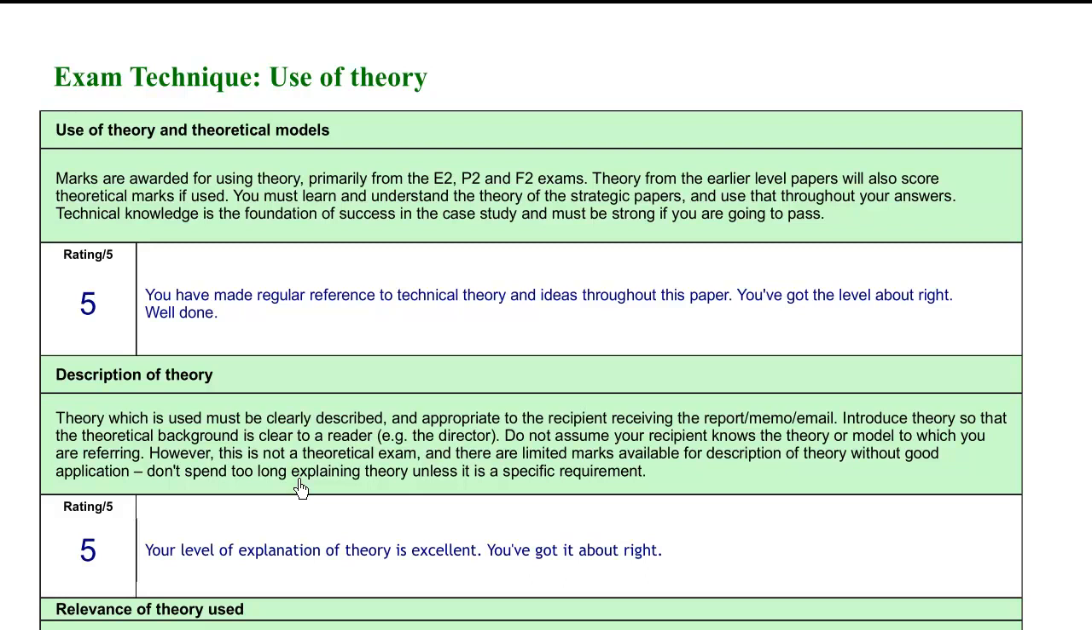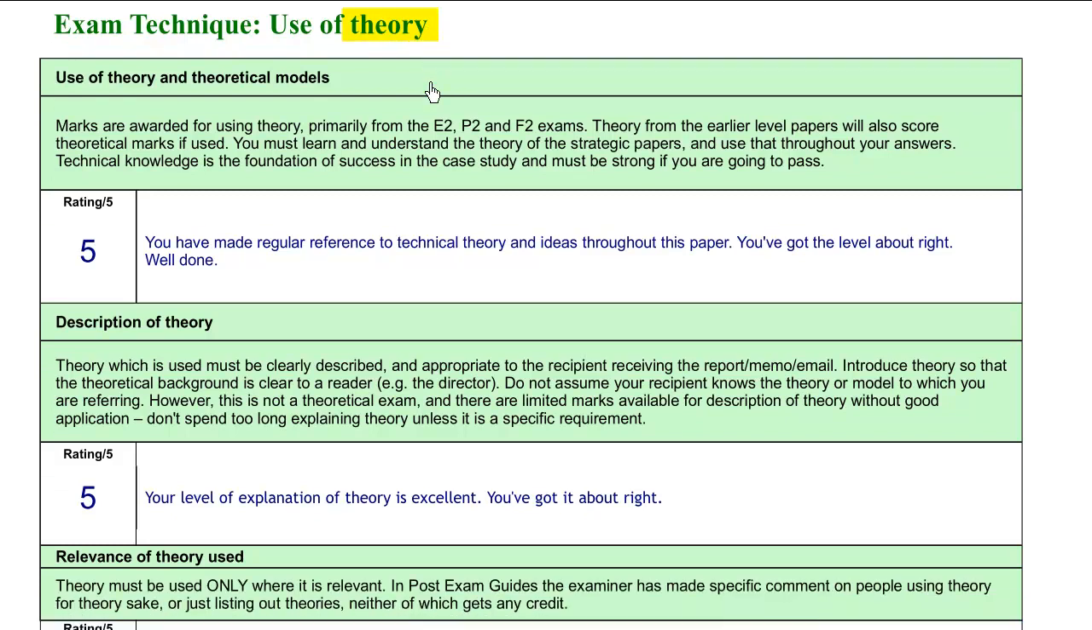So then we break it down and give you feedback. The first of our categories that we mentioned earlier was theory. And then we break down our feedback and say, well, how well have you done? We give you a rating out of 5. This one is the top rating. And a top rating would be regular reference to technical theory and ideas throughout the paper, the level about right. So reference to, not lots of detailed description of, I think is the key lesson in there.